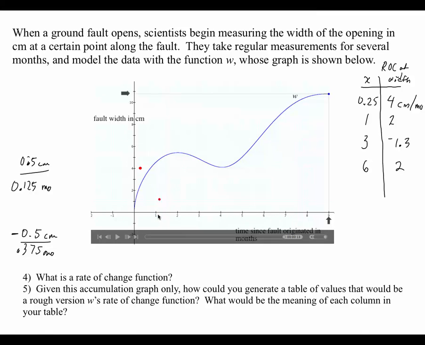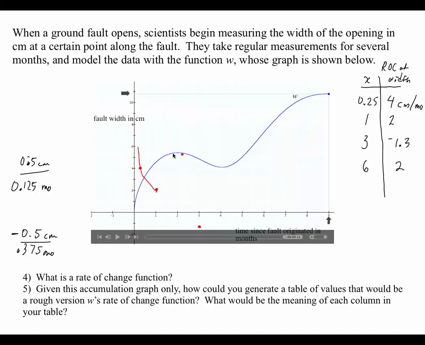At 1, rate of change is? What about in between those two? What's happening to the rate of change? Dropping, right? And what about before that? The rate of change is even greater. So we're developing a rate of change function, just point by point. What about at 3? What's the rate of change? Negative 1.3. Something like this down here.